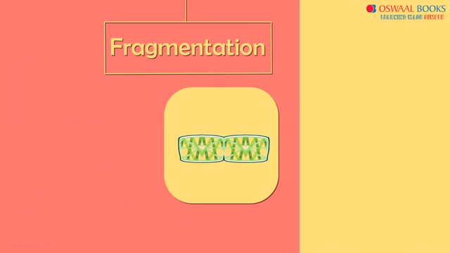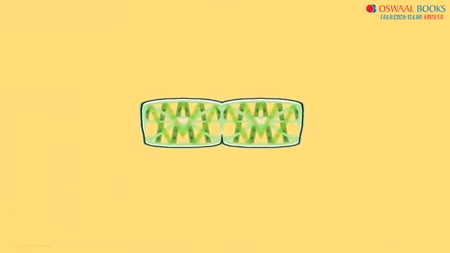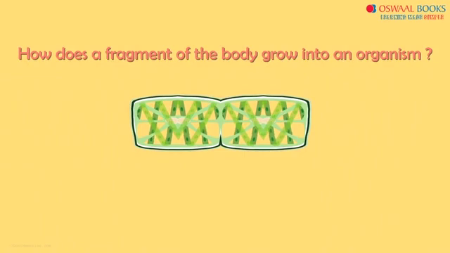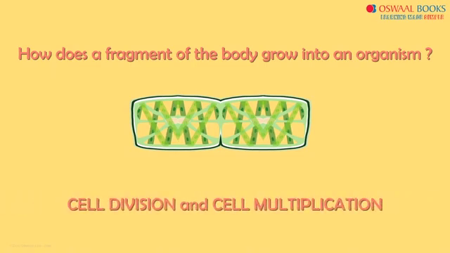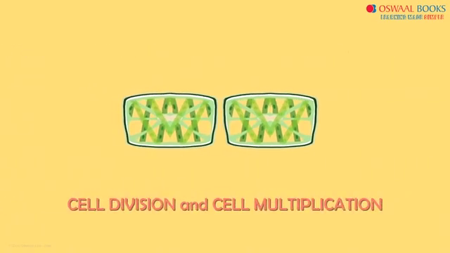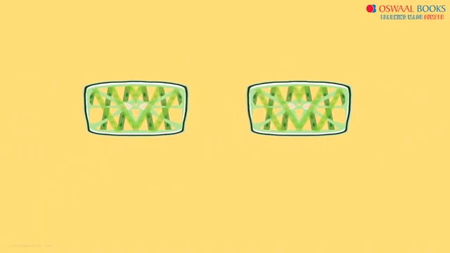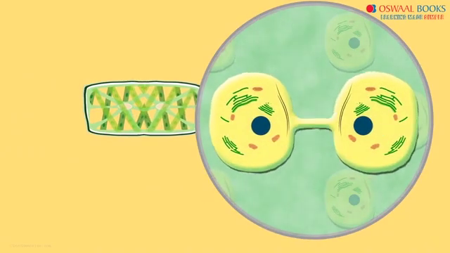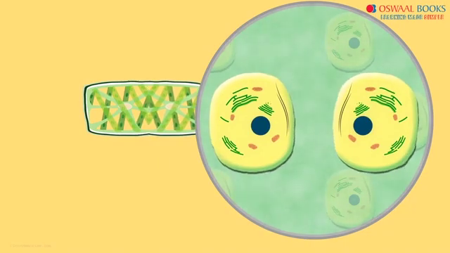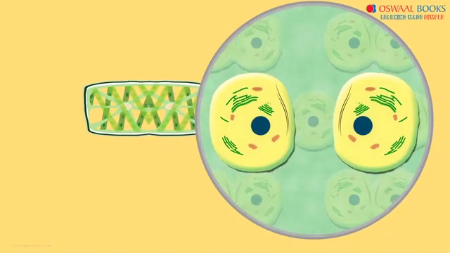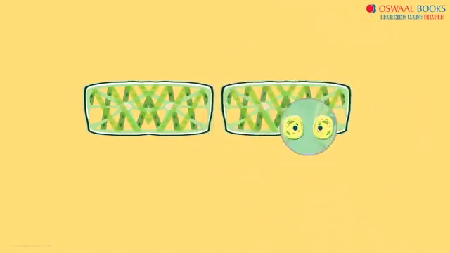Hold on, think for a minute. How does a tiny piece of a fragment of the body grow into a complete organism? The answer is by cell division and cell multiplication. When a part of the body of an organism separates from the parent body, the cells in it multiply with the help of cell division. Thus, the cells grow in number and it finally grows into a new organism.